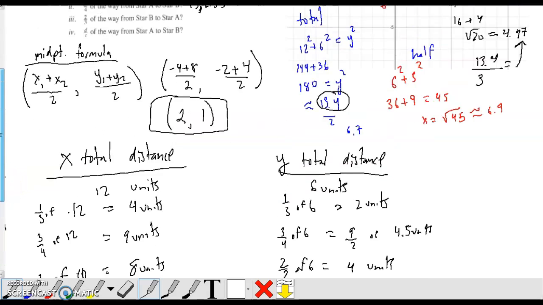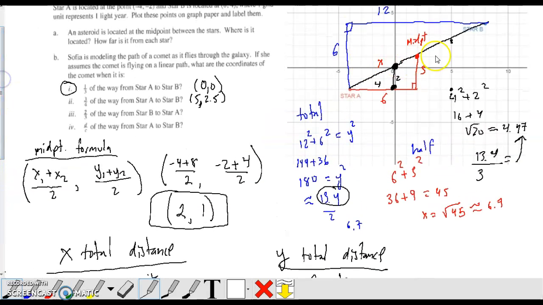But this time, be careful. It's telling us to start at star B. So I'm going to go over 8 units. So over 8 units would leave me right here. And then I'm going to go down 4 units, which leaves me right here. These are actually the same values. 1/3 of the way from star A is 2/3 of the way from star B.